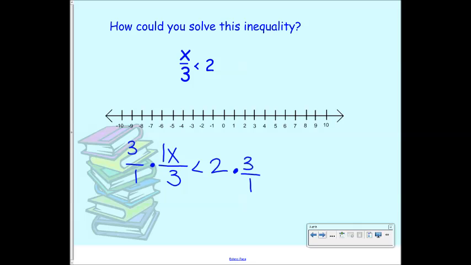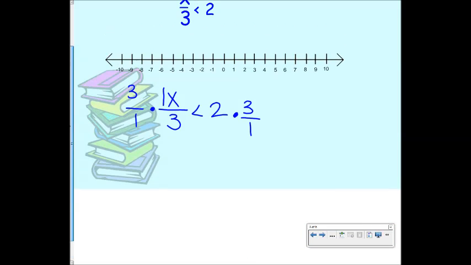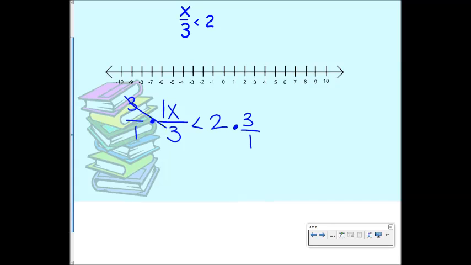I'm going to make my page a little bigger. All right, my 3's go away here, and all I'm left with is 1x over 1. I don't need any of those 1's, so I'm just going to write that as x.